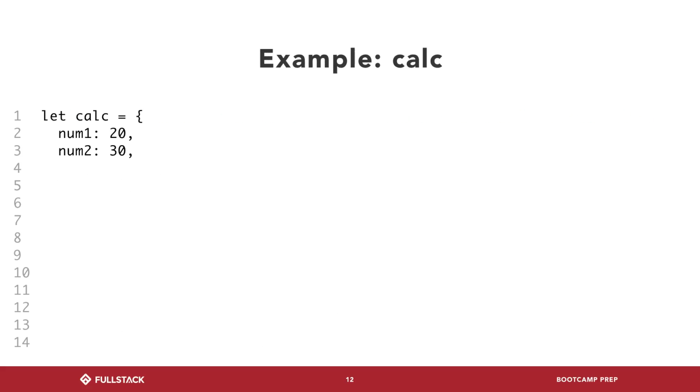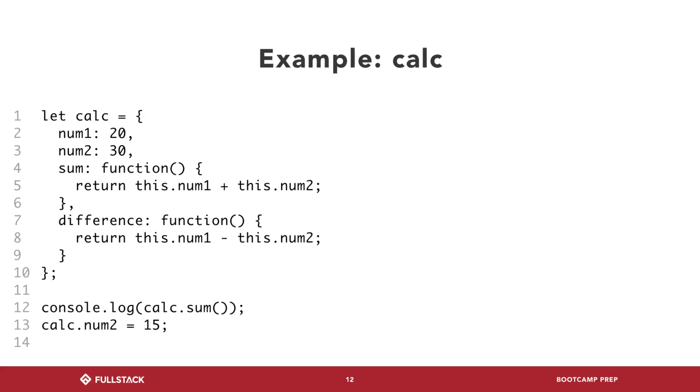Okay. So this is just an example of when we think about functions, how robust they could be. Notice how in this calc function we have two initial values, num1, num2, could be any number, doesn't really matter in this case. We have a sum function, and what does this sum function do? It returns this dot num1 plus this dot num2, right? The function basically adds the two numbers together, and then a difference function does the exact same thing, except now we calculate the difference.